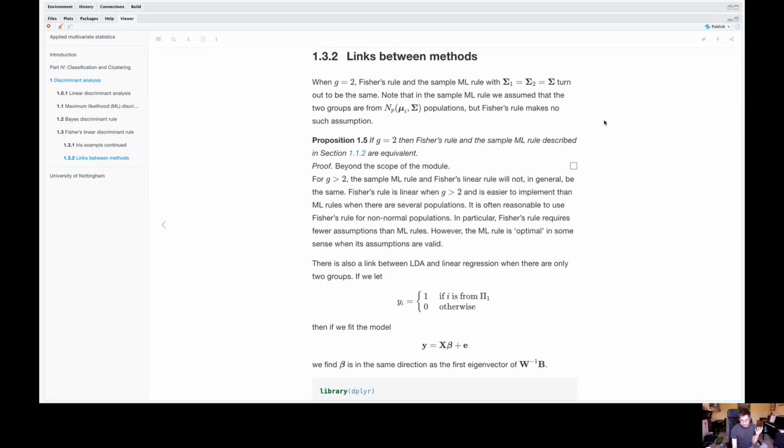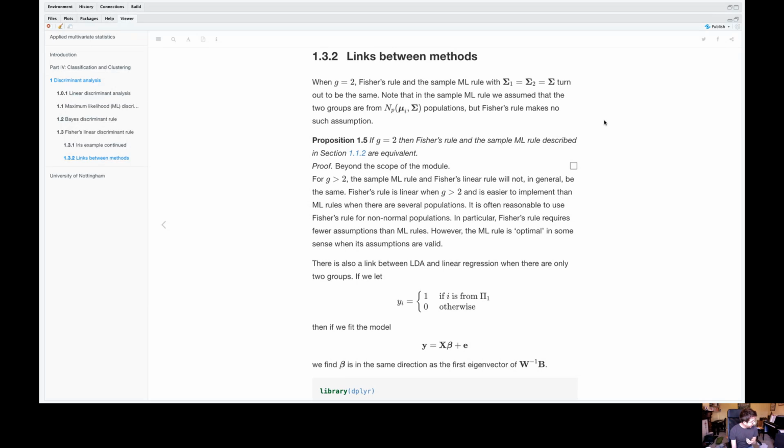Now, if you think back to the maximum likelihood rule, we assumed there that those populations were from a normal distribution with the same covariance matrix. And if that assumption is true, then the ML discriminant rule will be optimal in some sense. It'll be the right thing to do. But in many cases, we don't know whether the populations really are normal, and we won't know if they have the same covariance matrix. And so in that case, Fisher's discriminant rule requires fewer assumptions and might be the better approach.